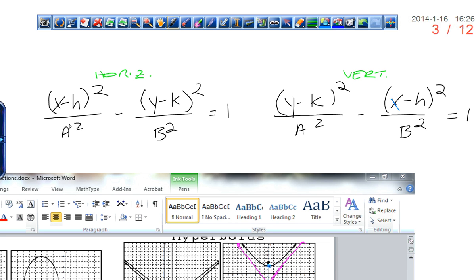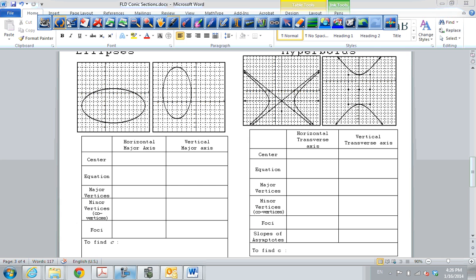So if the x is first, then it's got to be horizontal. It doesn't matter what a and b are. A could be 1,000 and b 10 million, and it's still horizontal. And same thing for vertical. If the y is first, it doesn't matter what a squared and b squared are. Whatever's first, that's the way it's going. So let's take a look at an example.